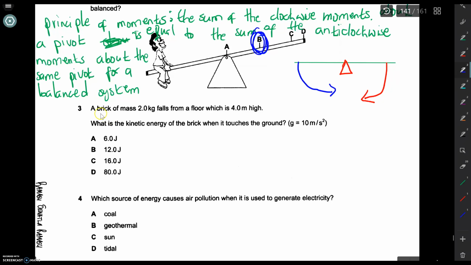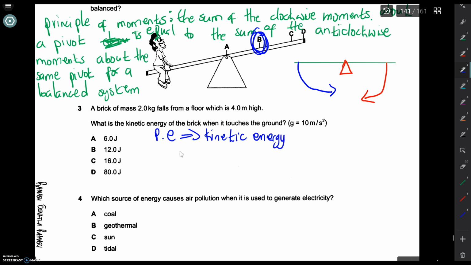Question 3 says a brick of mass 2 kilograms falls from a floor which is 4 meters high. What is the kinetic energy of the brick when it touches the ground? So in this case, we have to assume that because the brick was high, it had potential energy. But we have to assume that all this potential energy is converted to kinetic energy, right? So there is no loss.